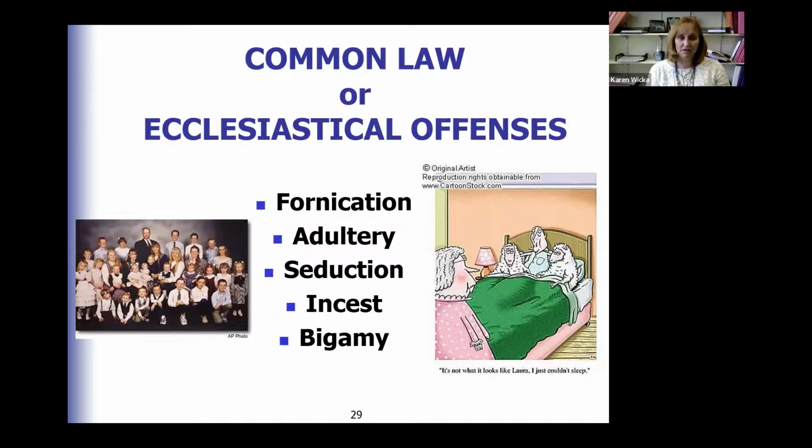That was called seduction. Incest is engaging in sexual intercourse with somebody that you're related to a certain degree, a first cousin, a second cousin, something like that. Again, completely consensual. Both parties agree to do it, but the law does not want them to because they are related in some way. And the last one is bigamy and polygamy.